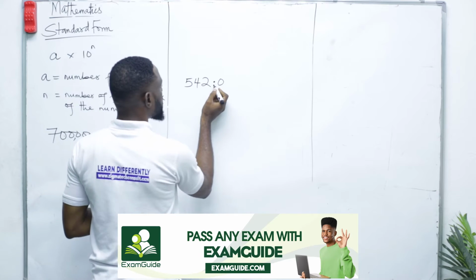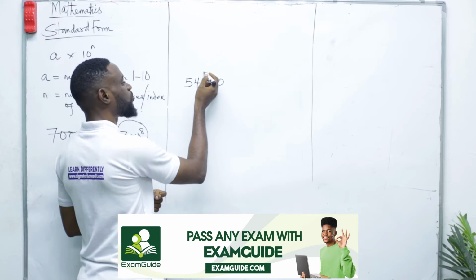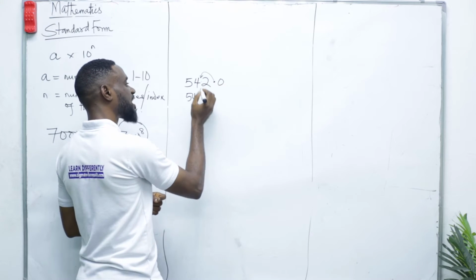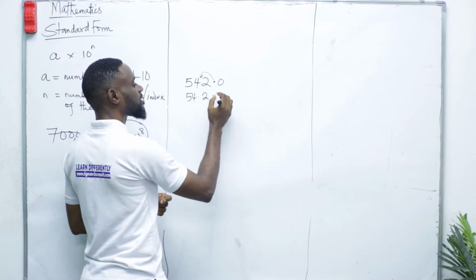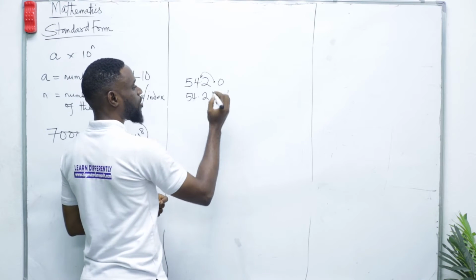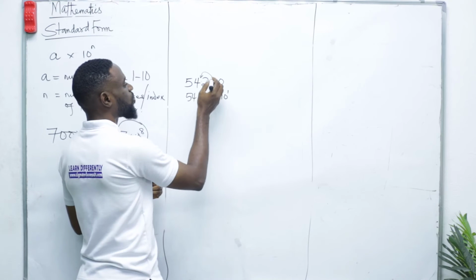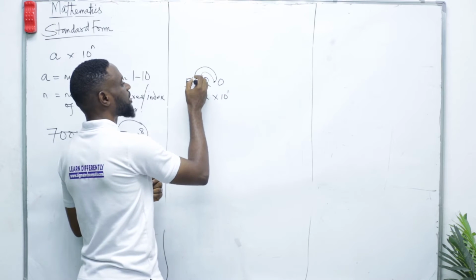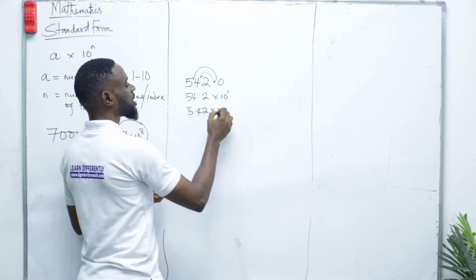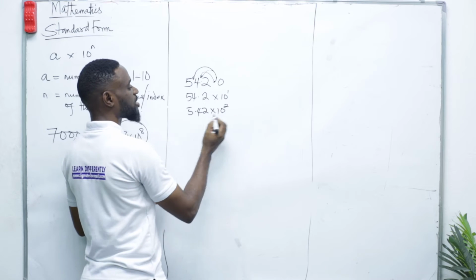It depends on where we want to move the decimal point to. If we want to move it to this place, it will now be 54.2 times 10 raised to power 1, but we can just put it as 10. If we want to make this point move down here, it will be 5.42 times 10 raised to power 2, because it moved 1, 2. Do you understand the point now?